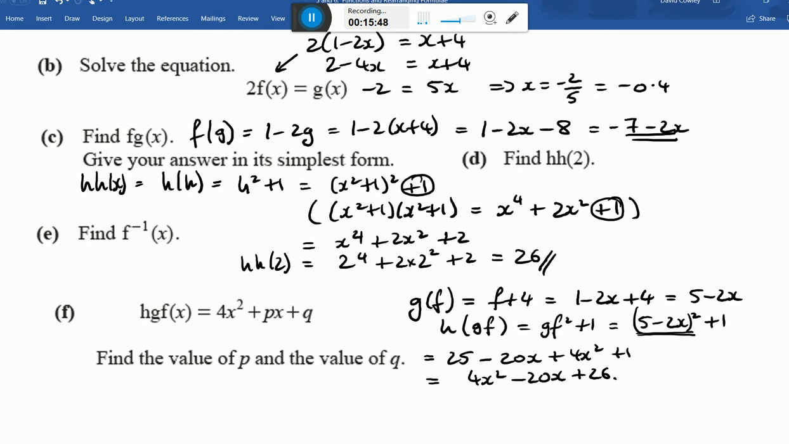So now it reckons that hgf is equal to 4x squared, which I agree with, plus px. Now I've said minus 20x, which means p must equal minus 20, plus q, and I've said plus 26. So q must equal 26. So here we have three functions composed together. The principle works as it does for the others, but we just have more steps involved. This question is tricky and you should pay close attention to how it's done.